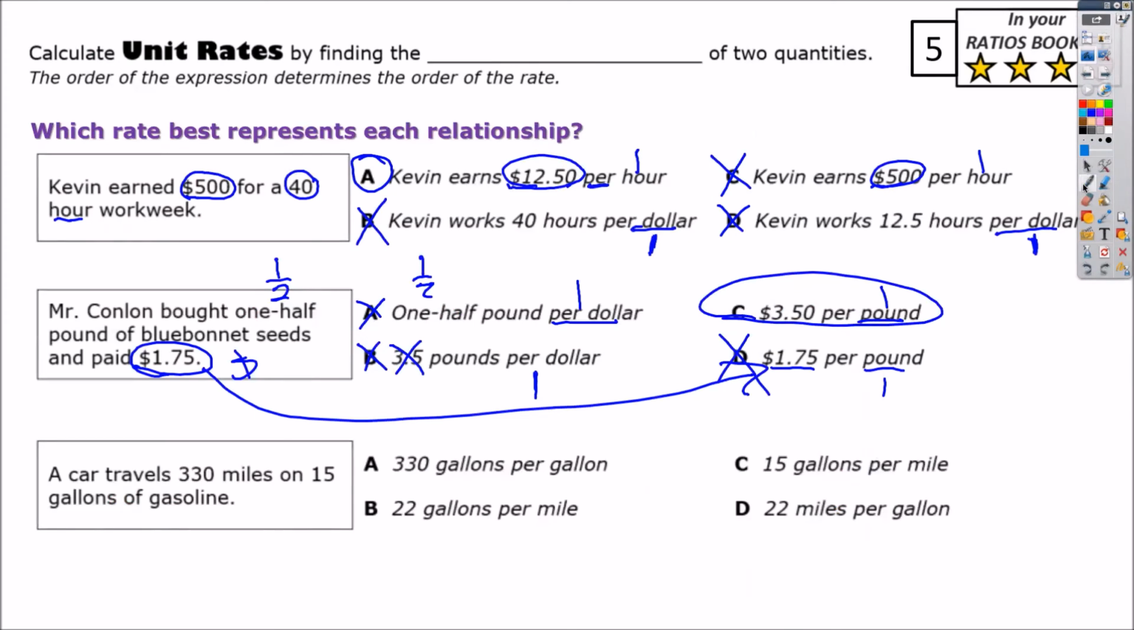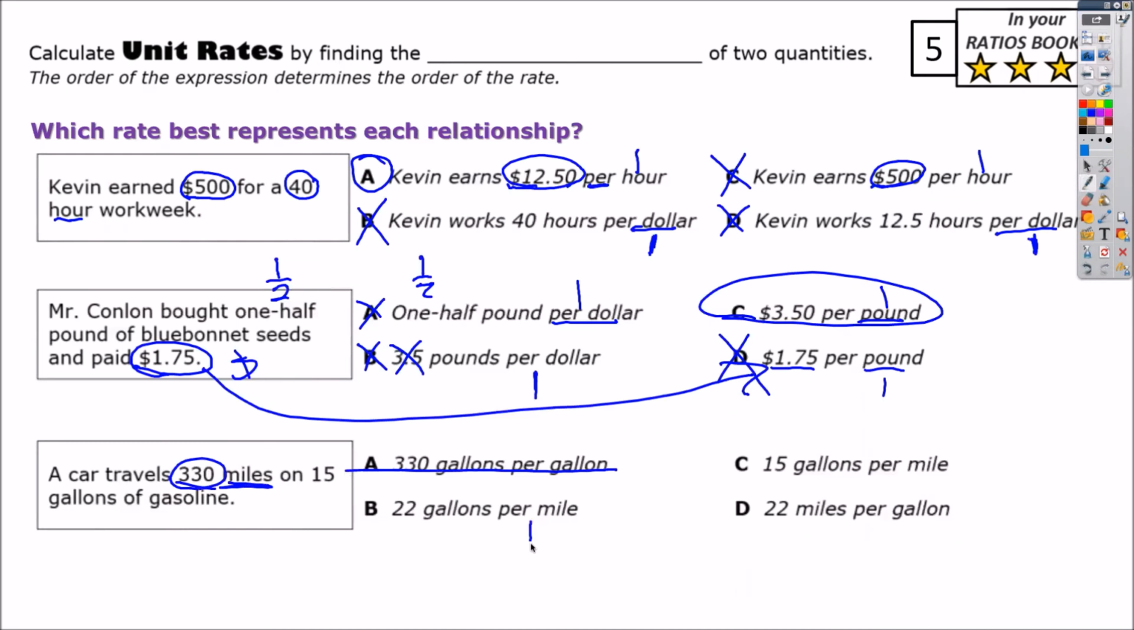Okay, a car travels 330 miles on 15 gallons of gas. So we know that miles is more. A, 33 gallons to gallons. We're not even comparing that. Definitely out. So we know miles has to be more.